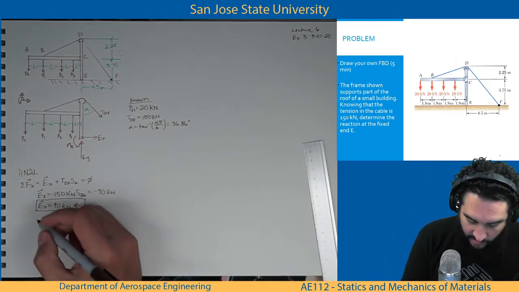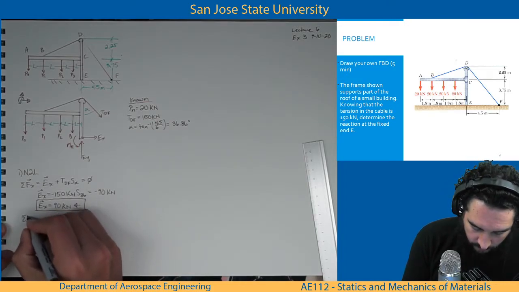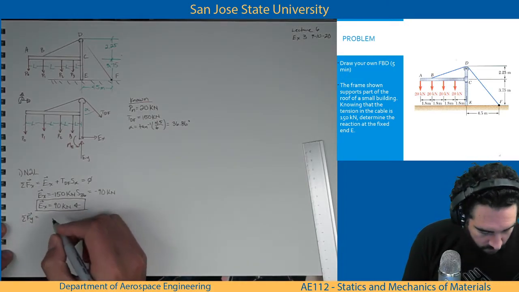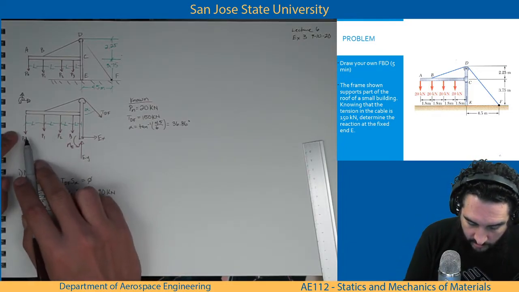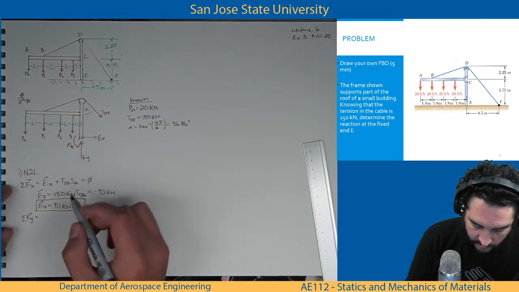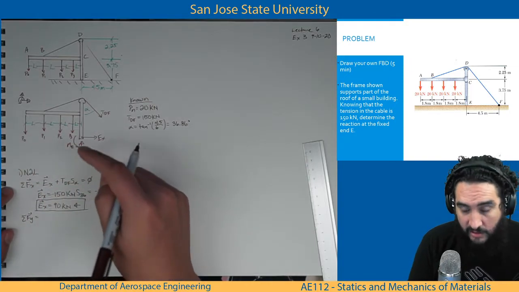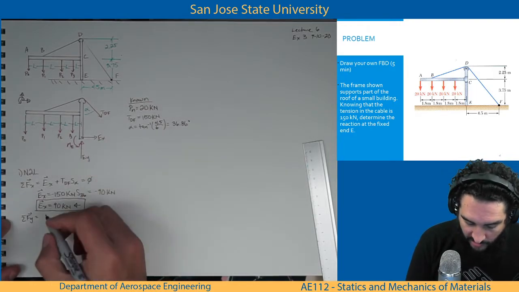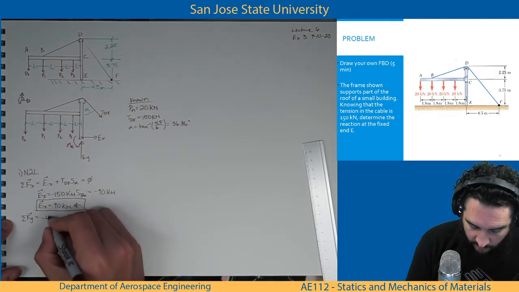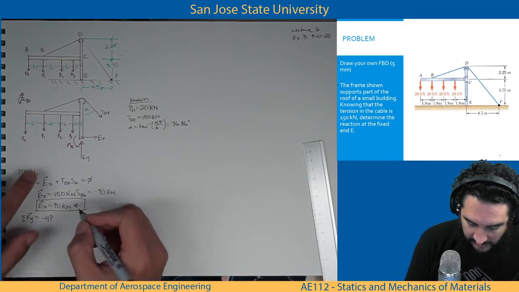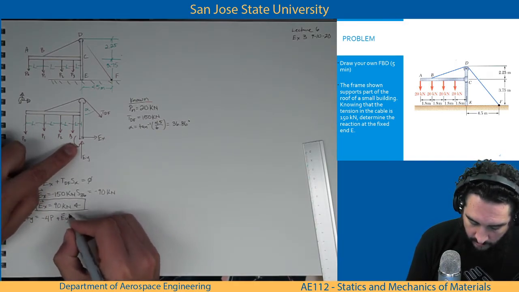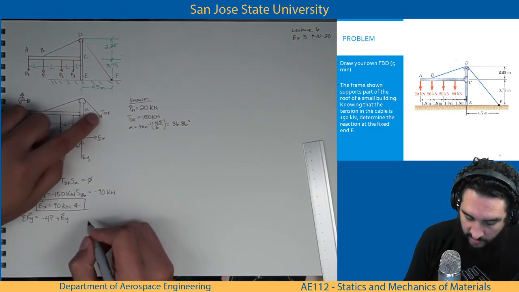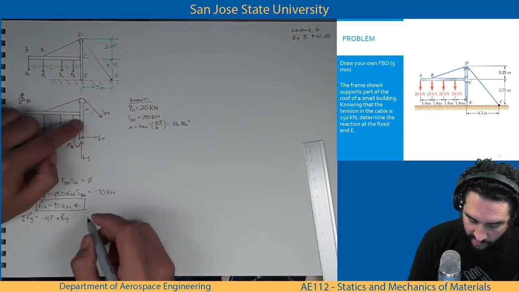Now I'm going to move on to the y direction. Okay. Y direction. 1, 2, 3, 4 P knots. And they're traveling downward against our chosen positive. So negative 4 P. Okay, we're going to add EY. And then we're going to subtract TDF cosine of alpha.